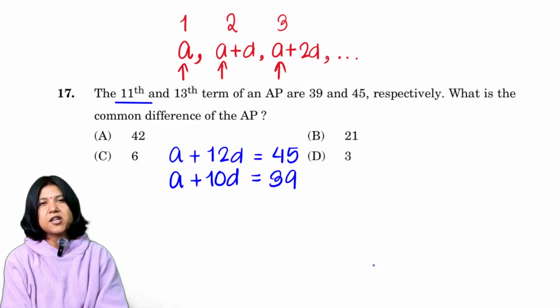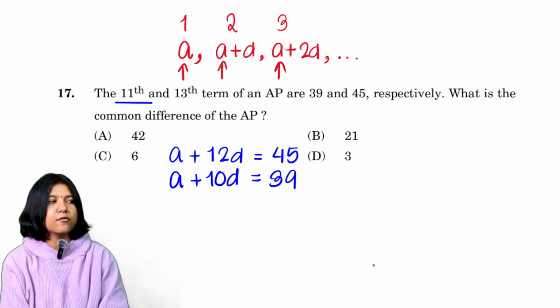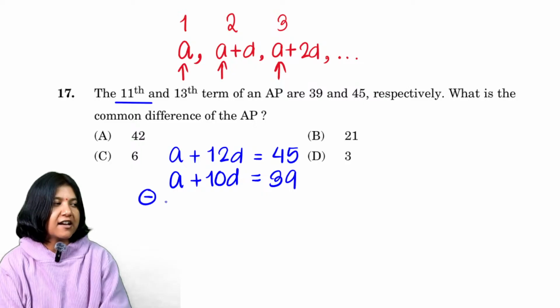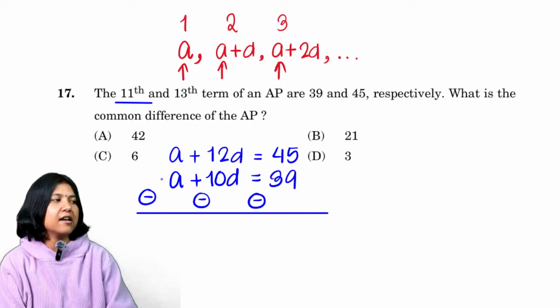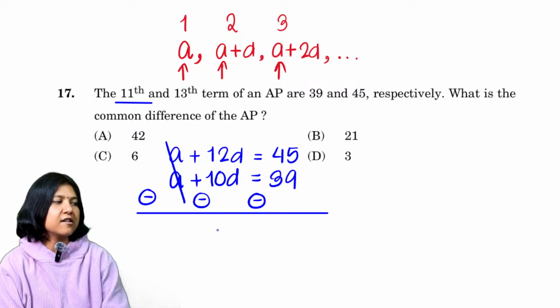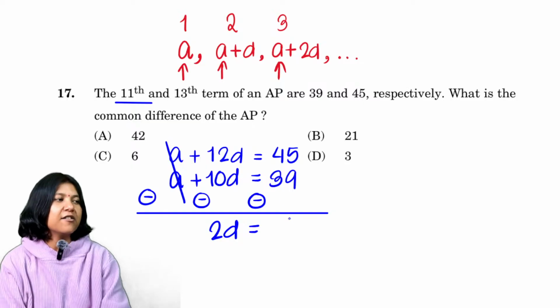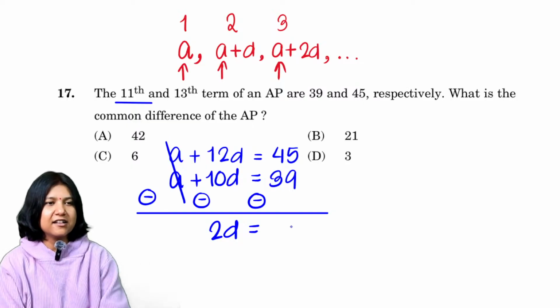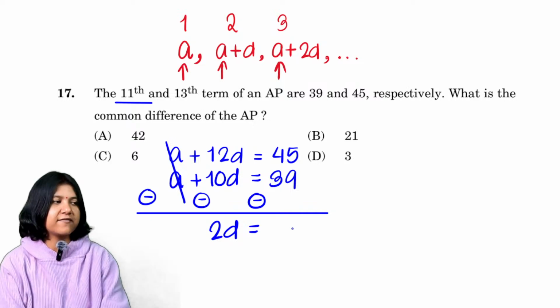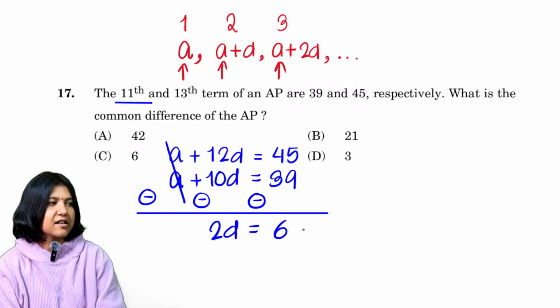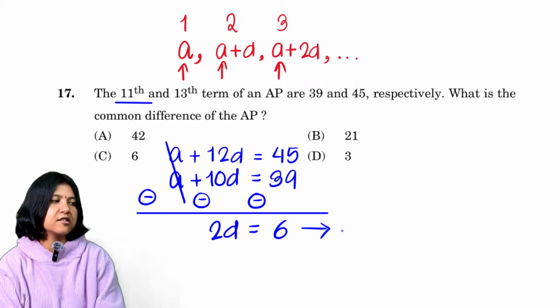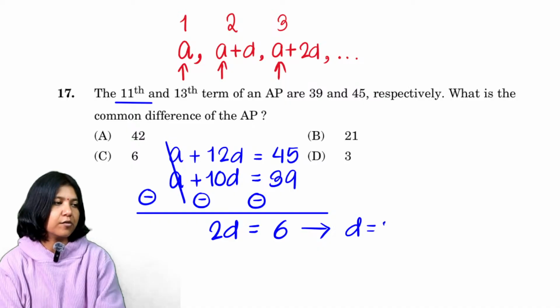You have two variables, so you needed two statements. Once you have two statements, you can subtract and get rid of the common variable, which is just A. A and A cancel out. 12 minus 10 is 2, so 2D equals 45 minus 39. 45 minus 39 is equal to how much? Just 6. It's a difference of 6, telling me if I divide both sides by 2, my difference has to be equal to 3.